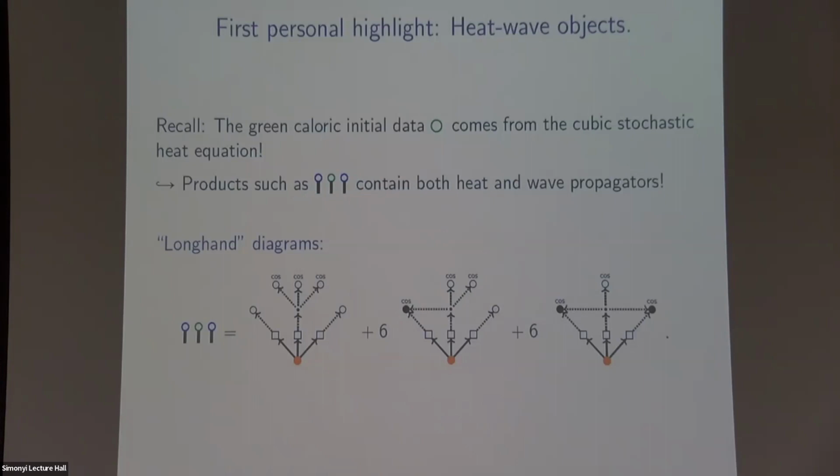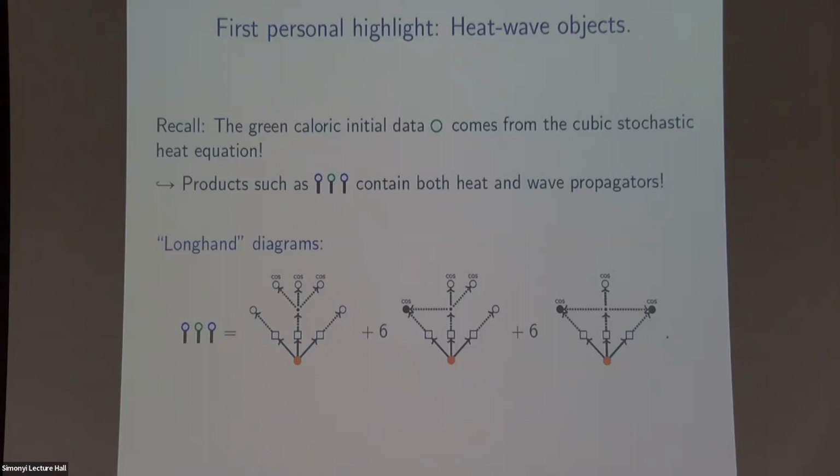So for this purpose, we developed a notation that is a little bit more detailed. This is what we call the longhand diagrams. These are also called shorthand diagrams in our paper. And I certainly do not have time to explain what these objects are. There's only one thing that I want to highlight. There are these dotted arrows right here, and they correspond to the heat propagator. And there are these full arrows right here, and they correspond to the wave operator. And if I want to estimate them, I really have to understand what happens if I have a frequency, hit it with a heat propagator, then with a wave propagator, and so on. This is roughly what happens here.